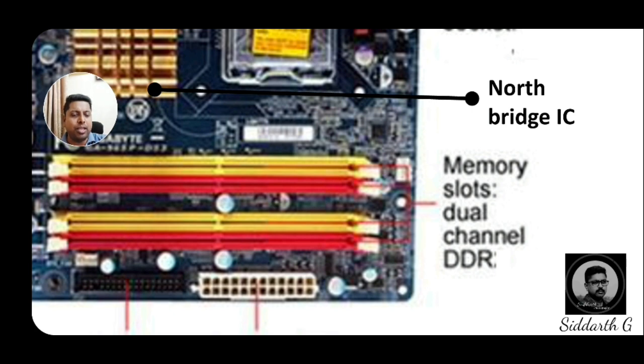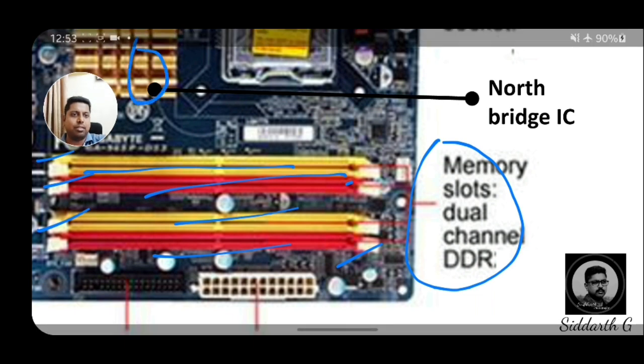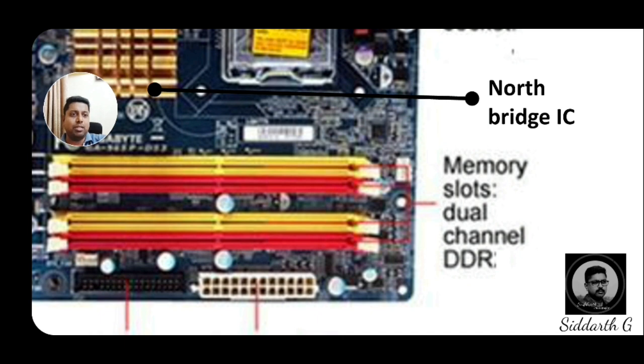memory slots, that is DDR memory slots, where we will place RAMs, DDR, double data rate RAMs. Here they have given nearly 4 slots of that type. So this is slot 1, slot 2, slot 3, slot 4. We have a clipping system, and we know how to fit a RAM or lock a RAM into the particular slot. Then after this, we have a gold color structure. This is what we call the North Bridge. So, North Bridge, a gold-like structure.